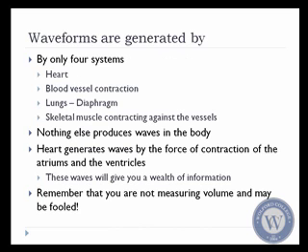Now, the waveforms are generated by only 4 systems in your whole body. In other words, pressures really can't be generated by anything else besides these. The major one that generates most of the waveforms in the body is the heart. The heart is one of your biggest contractile muscles to shift blood around. As a consequence, it is the one that generates most of the waves.